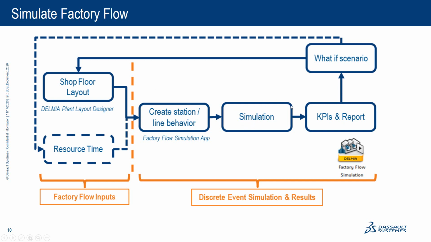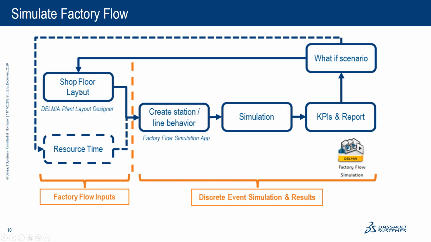When you have this line behavior, you can simulate, and out of the simulation, you can measure the KPI. After that, you can generate some reports about the throughput, the bottleneck, the utilization of your resources, and so on. When you have results like that, you can start to move to what-if scenarios. If the results of your simulation are not as expected, you can start to build some what-if scenarios.